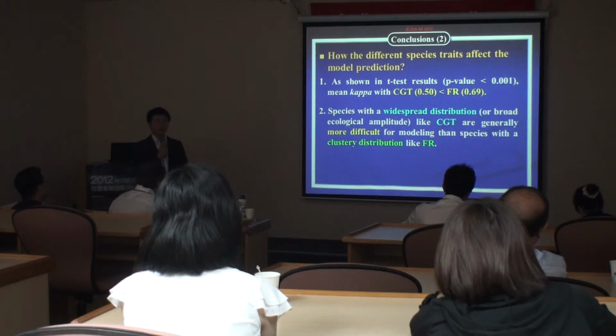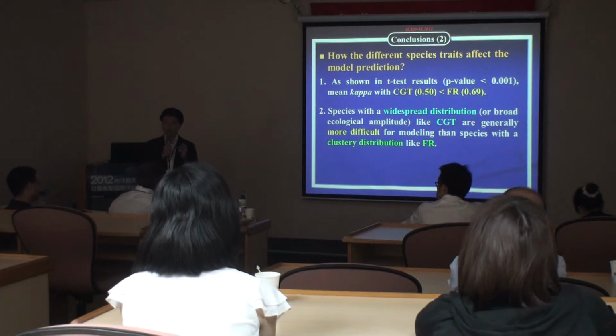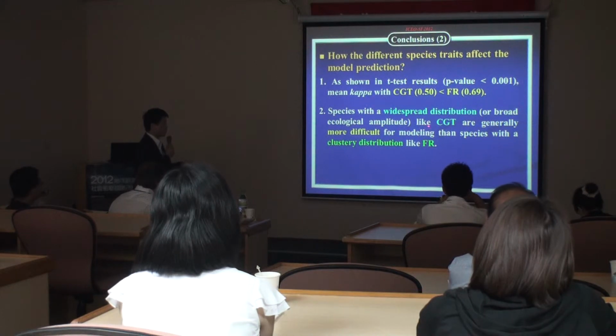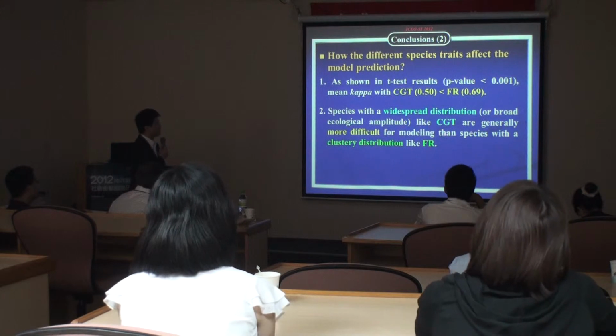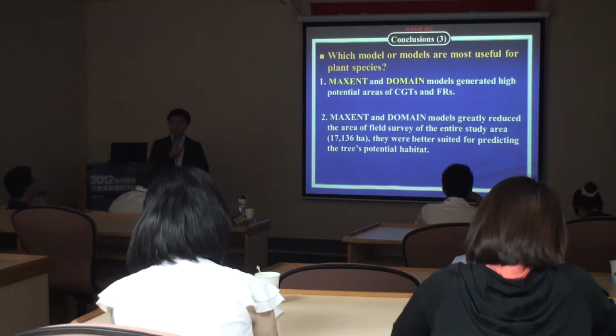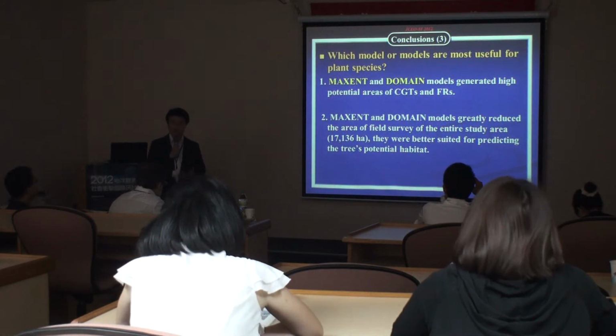And second, according to our results, we find the species traits will affect our model performance. Widespread species, for example CGD, are generally more difficult to model, while clumped or clustered distributions like the FR species are easier. And third, if we consider the cost-benefit, we need models that are both good performers and really help our field work.